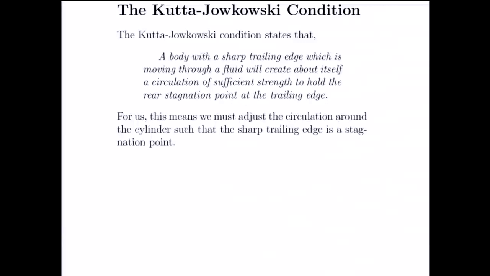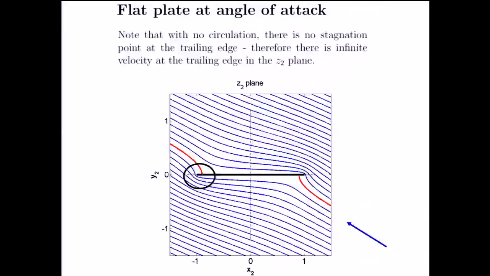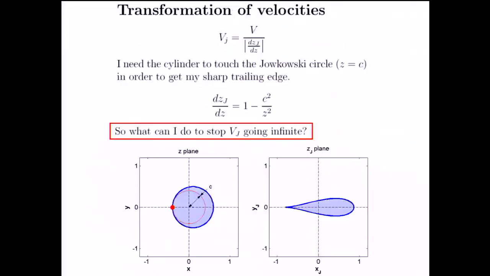Okay? This wasn't the issue for us in that example I gave you here. In this example, there's no circulation, and the stagnation point just falls naturally on the critical point. But if we apply an angle of attack to this case, the stagnation point is going to move, and we need a circulation to move it back.